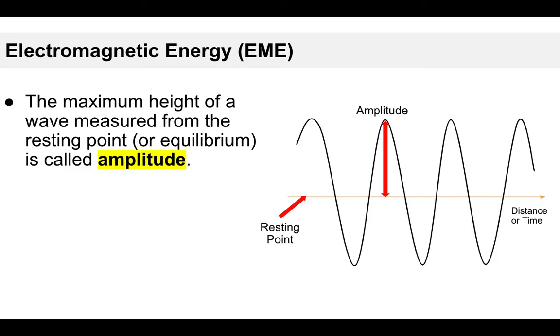Another property of waves is the amplitude, and it's the maximum height of a wave measured from the resting point or equilibrium. So rest point or equilibrium, it's the point in a wave where if it had no energy, it would be hanging out. Now, that's not real. All waves have energy. It's just their definition. But if they were to have no energy, that is where we would find it.